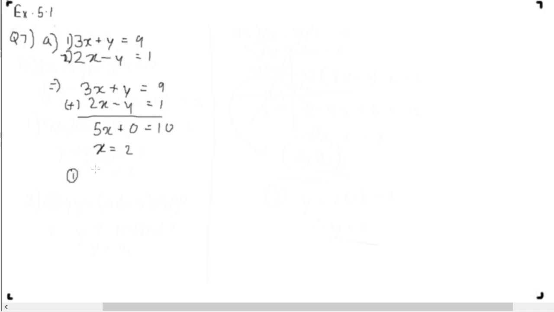So I can do 3 times 2 plus y is equal to 9. So that means 6 plus y, my bad. My notes are really bad handwriting. 6 plus y is equal to 9. So y is equal to 3, minus 6, yeah, 3.